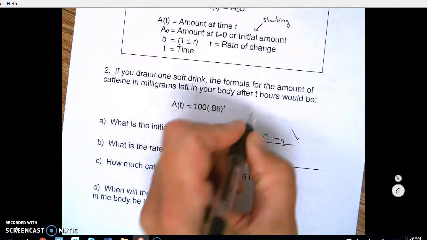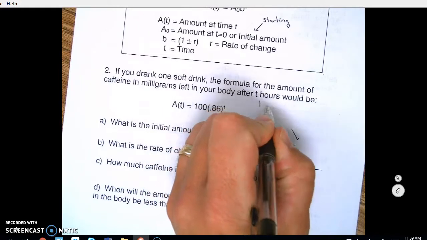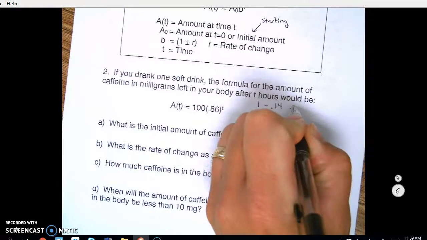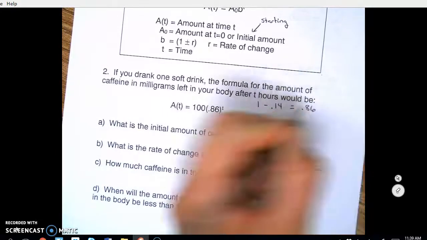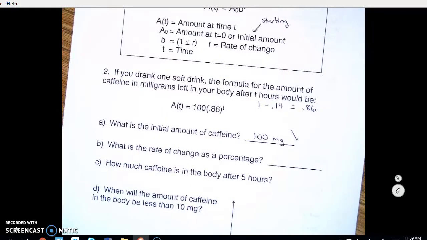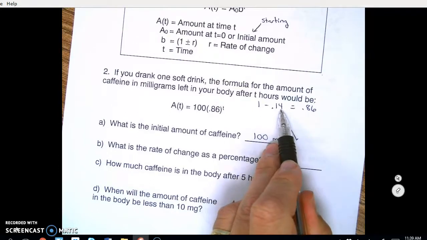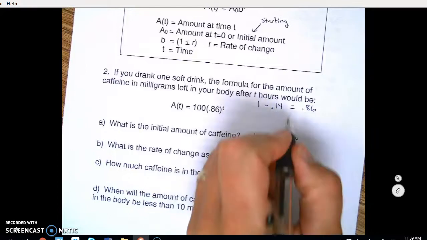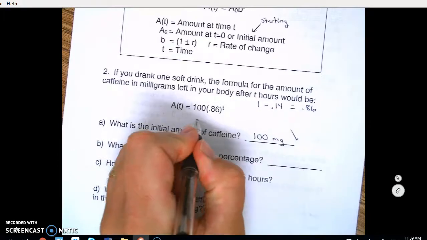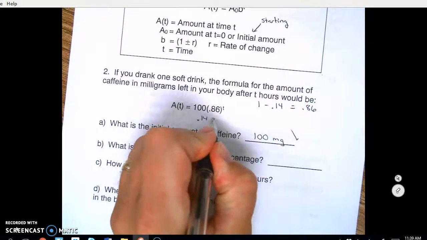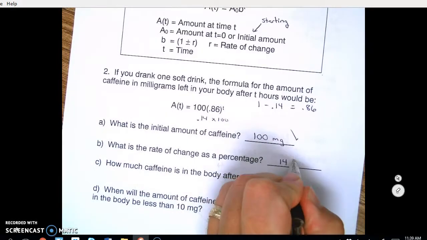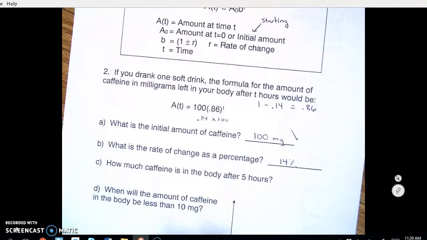14. 1 minus 0.14 equals 0.86. Good job, Andreas. So 0.14 is our decimal. We want to write it as a percent. So remember, to write a decimal as a percent, you multiply it by 100. So we're going to have 14%. That's our rate of change.